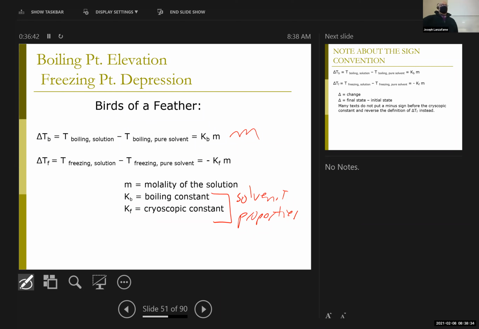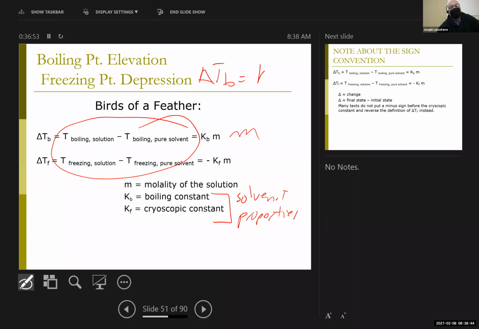Please note, I wrote it out here in terms of the difference in the temperatures. These are usually written just as the delta T. But please note, it's a delta T, it's not a T. It's the difference between the boiling point of the pure substance and the solution. It's not the boiling point itself on the left-hand side.